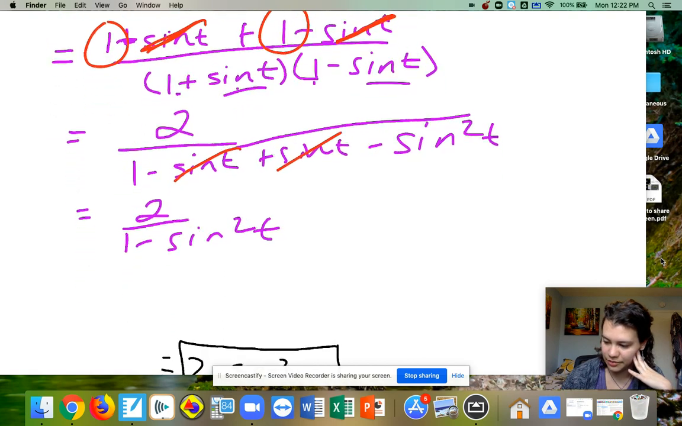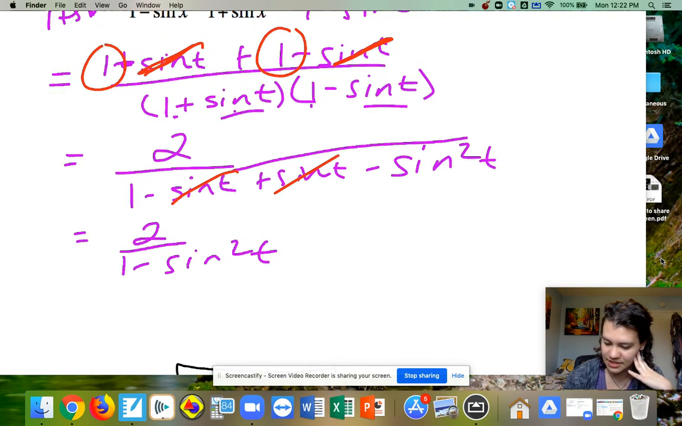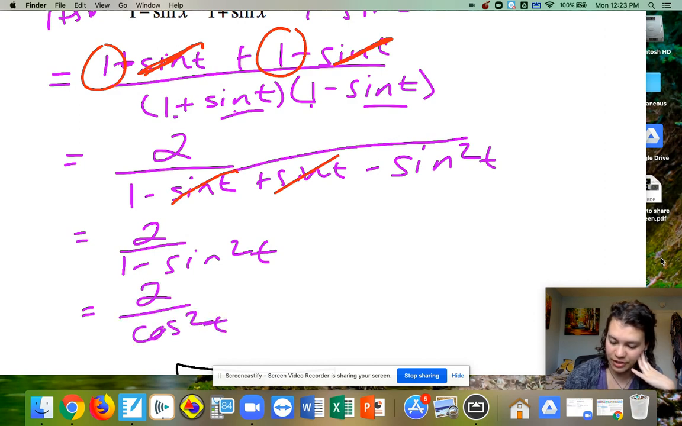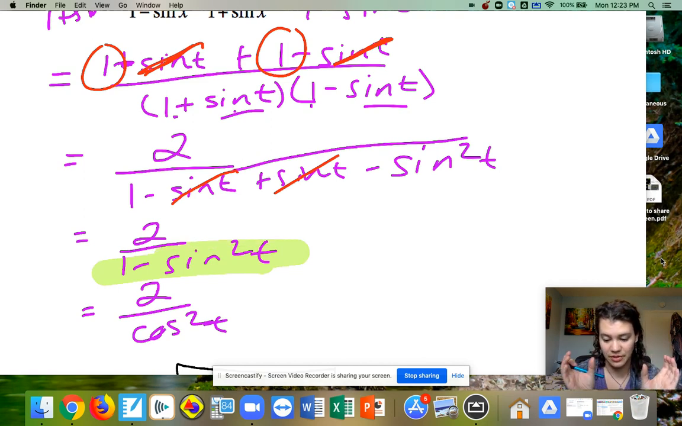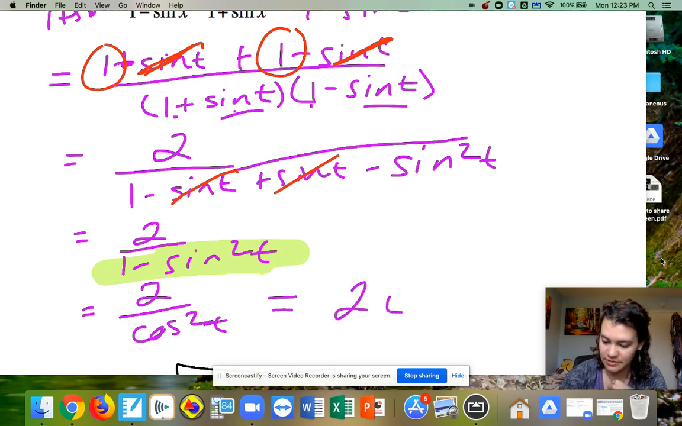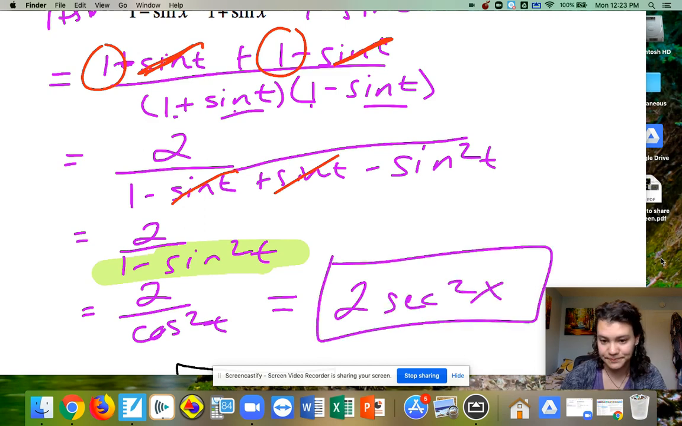You look at your Pythagorean identities. This is now going to be cosine squared. This comes from right here, rearranging your Pythagorean identity. So you have cosine squared plus sine squared equaling 1. If you subtract the sine squared over, you get 1 minus sine squared equals cosine squared. And then this would be 2 secant squared. And that's your final answer.